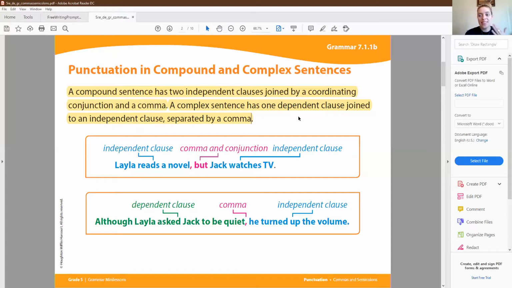So a dependent clause is quite similar. A dependent clause cannot stand on its own. If we were to just put it by itself, it does not make sense on its own, okay? So the difference is a complex sentence has a dependent and an independent, where a compound just has two independents. And we talked about that earlier this school year.